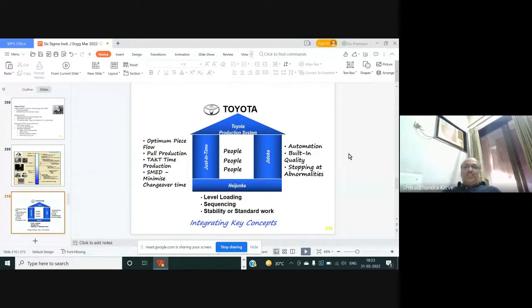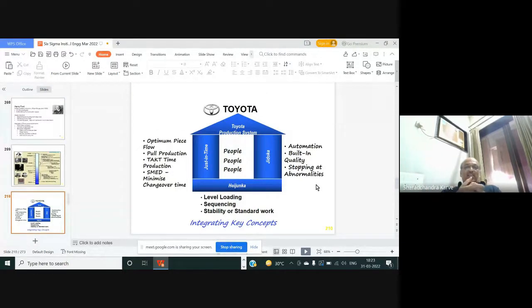So what is the process in that? The process is important. So it is important to understand a perfect process. That is the meaning of built-in quality. And stopping at abnormalities. So set things right and don't allow abnormalities to pass to the next process. Just make them correct and then give it to the next process. That is the meaning of stopping at abnormalities. That is how one of the pillars is Jidoka.